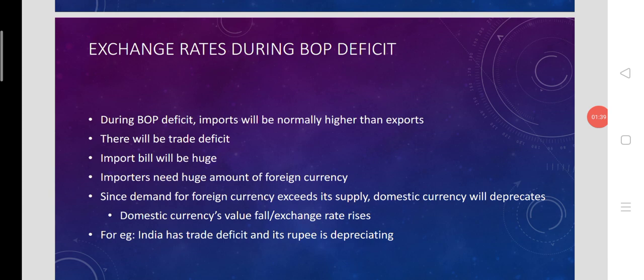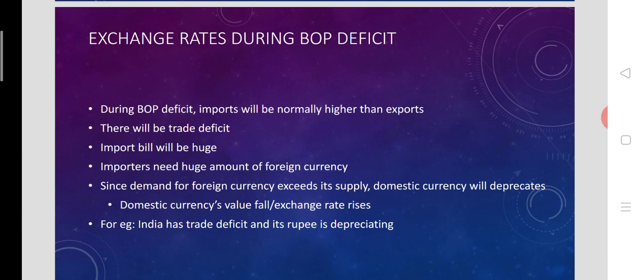First, let's look at the exchange rate determination during the balance of payment deficit. When a nation has a balance of payment deficit, or BOP deficit, the imports will normally be greater than exports. That means the nation is having a trade deficit. So when the nation is having a trade deficit, the demand for foreign currency will exceed the supply of foreign currency in the nation, as the nation needs more foreign currency to settle and finance the import bill.